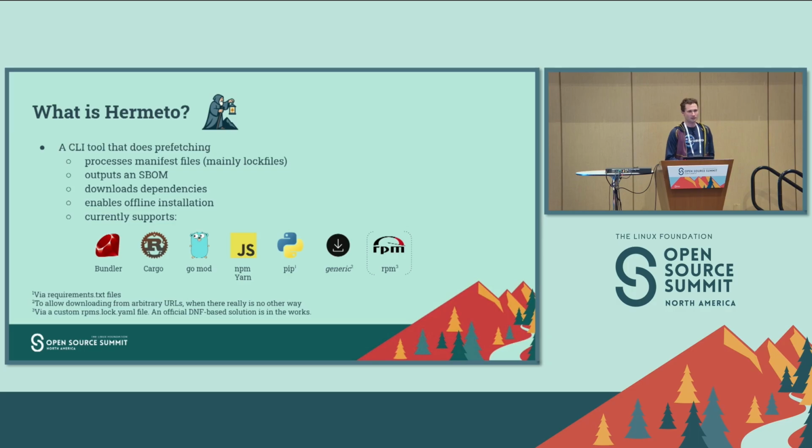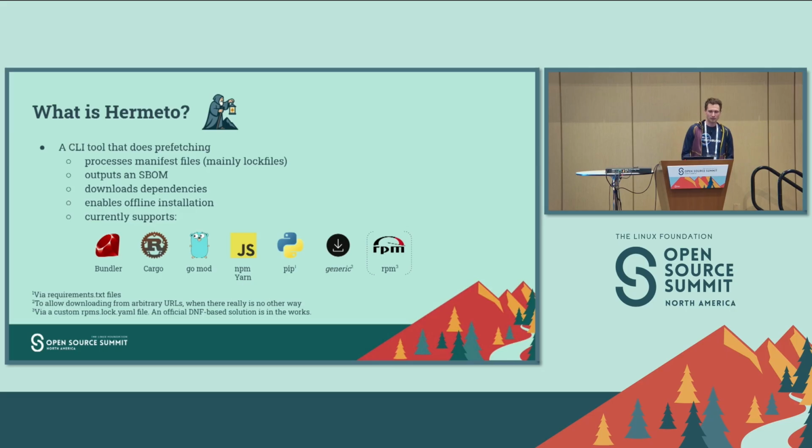And that's where Hermeto comes in. Hermeto is a CLI tool that prefetches dependencies. Like many source SBOM tools, it reads manifest files and outputs an SBOM. But unlike those tools, it also downloads the identified dependencies and arranges them for offline installation.